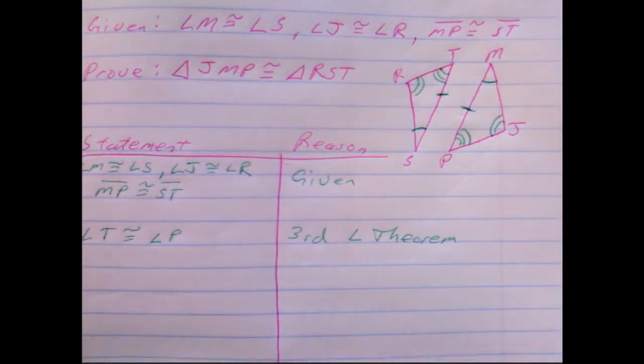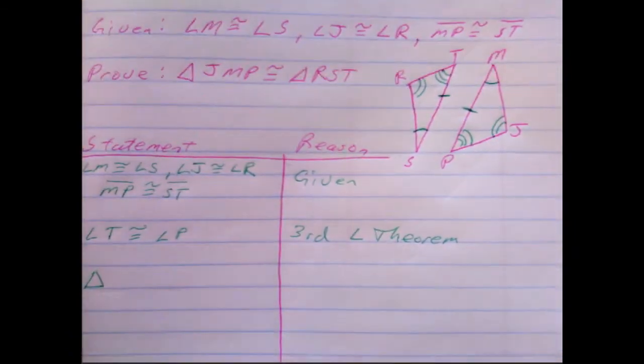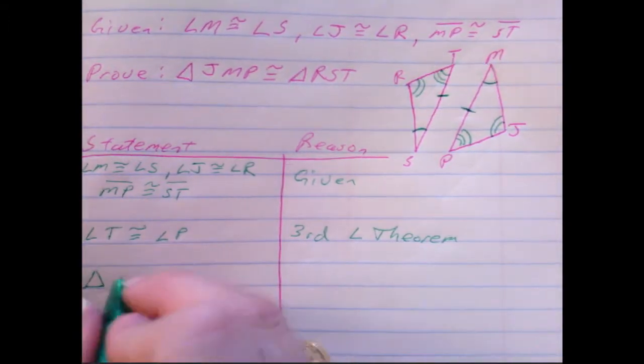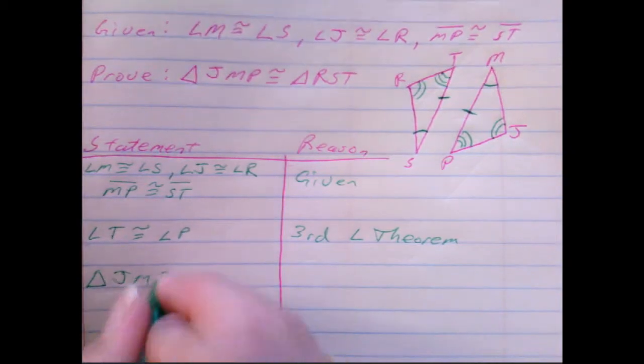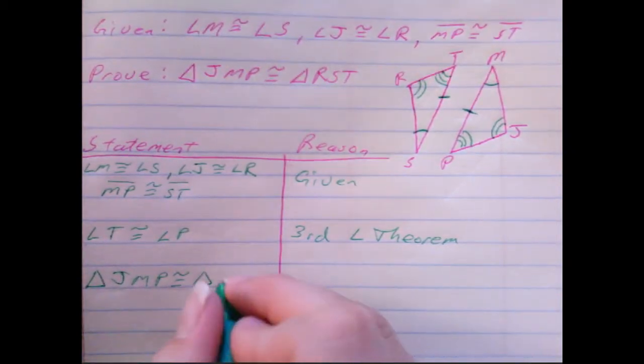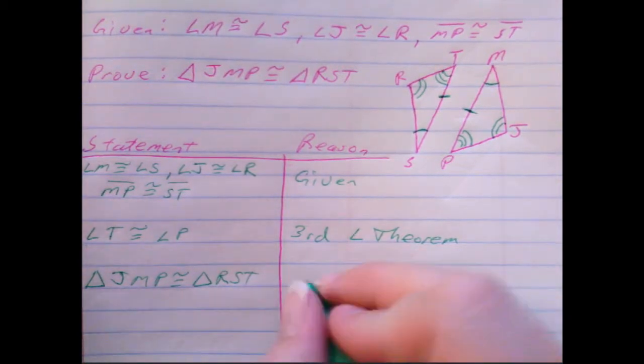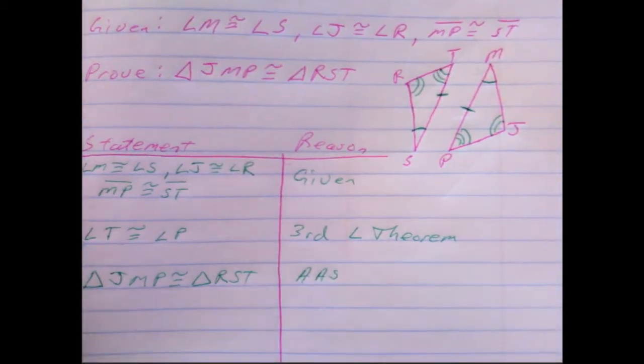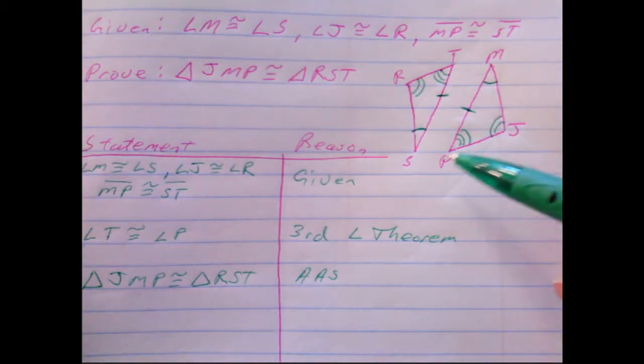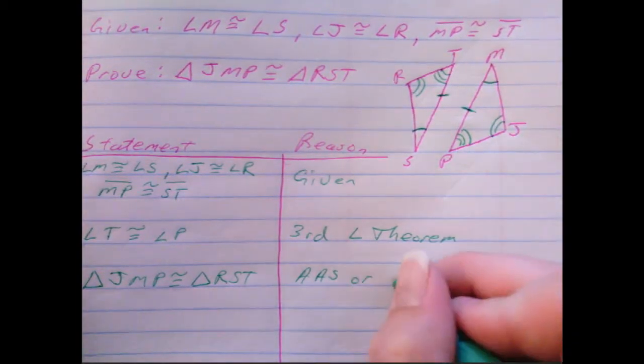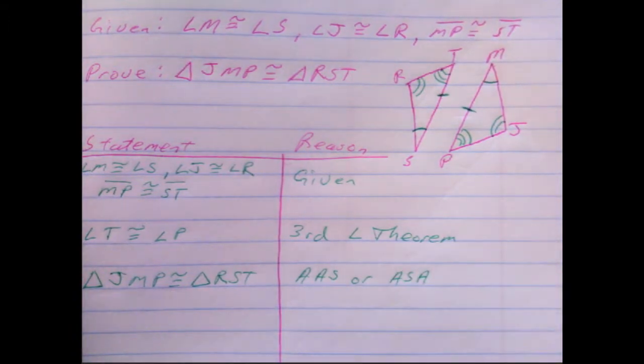Okay, so then from here, I'm looking at these, and I definitely have my two angles and my non-included sides, so I'm going to say triangle JMP is congruent to triangle RST, and I can say angle, angle, side. I could also have said here angle, side, angle. Okay, so either of those would work for this one.